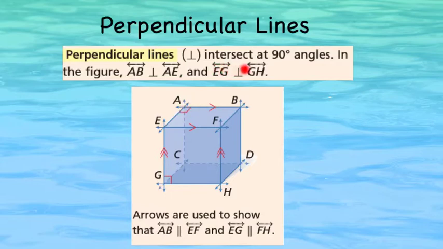Also, line EG is perpendicular to line GH, so EG, GH, again, where they meet, where they touch, intersection point G, there's a right angle that is formed there. And again, these are our perpendicular lines.